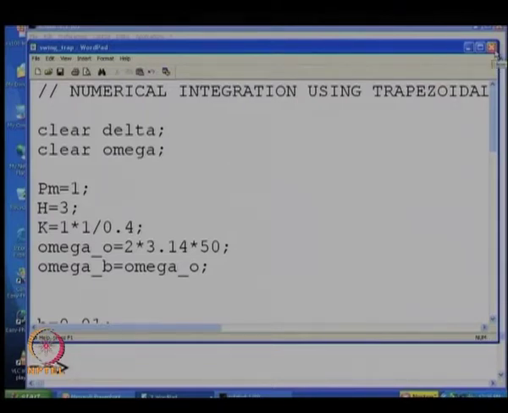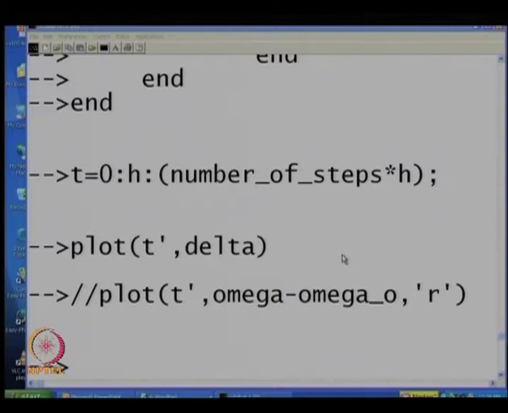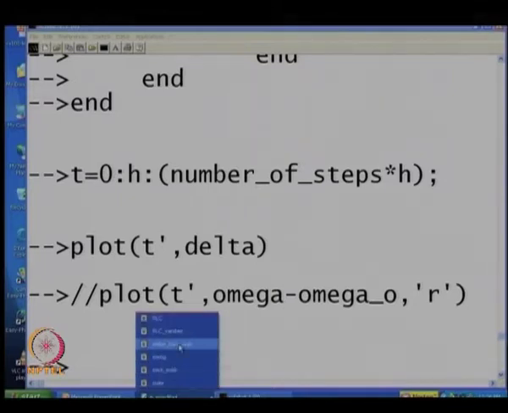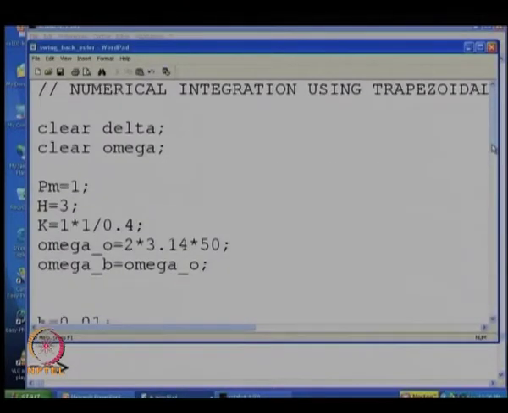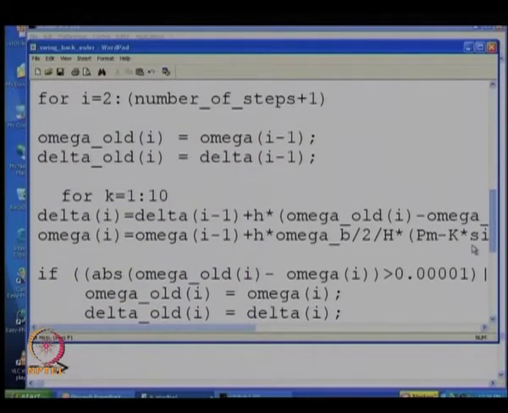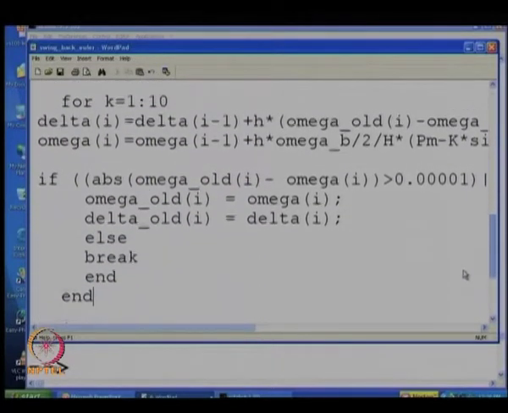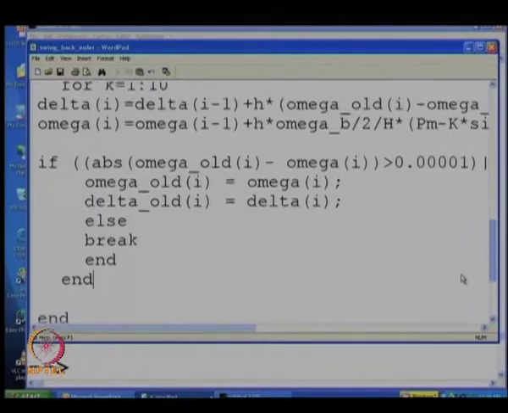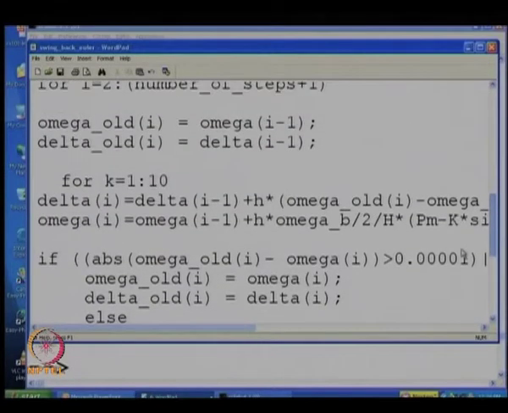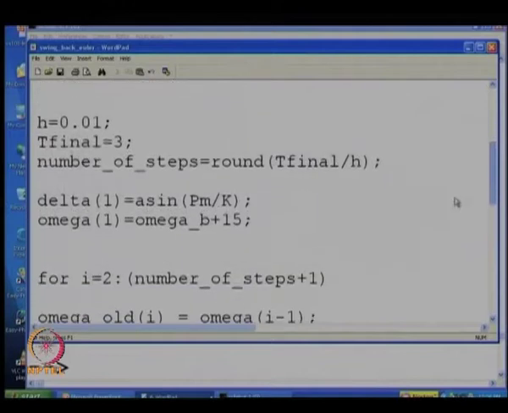For small disturbances, it gives you the correct response. If I use backward Euler method for the same problem, backward Euler method is also an implicit method, remember. So, I have to use an iterative solution to get the values of the states at every time step. So, let us just do this again with backward Euler.